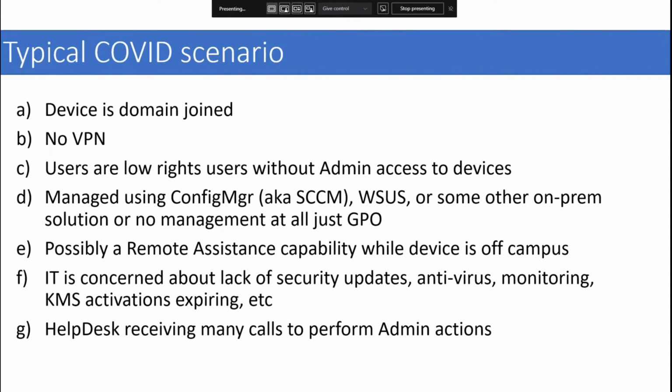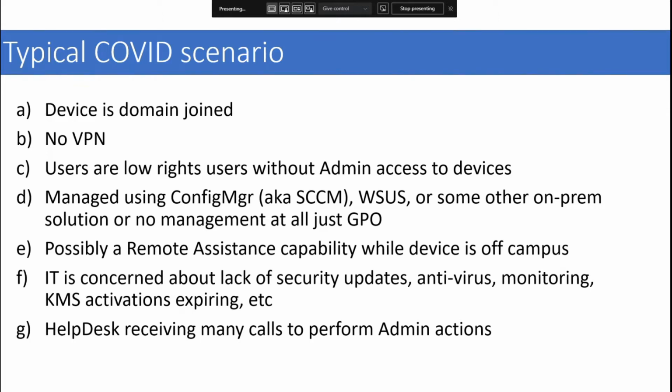Maybe you've been using WSUS to manage software updates, or you had some other solution, Quest or something, or none at all. You're just using group policy, but your devices are off campus, so they're not receiving any of that. And then your users are calling the help desk, and you have no remote assistance solution to help them.